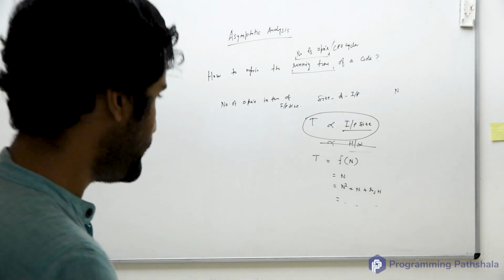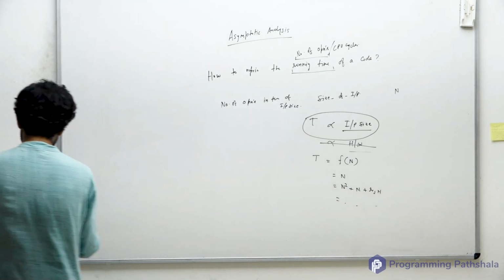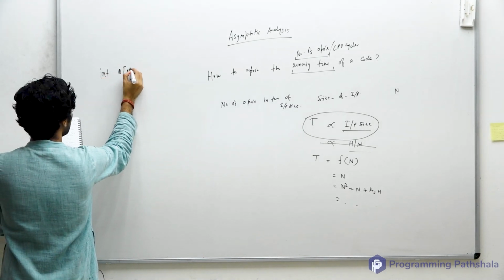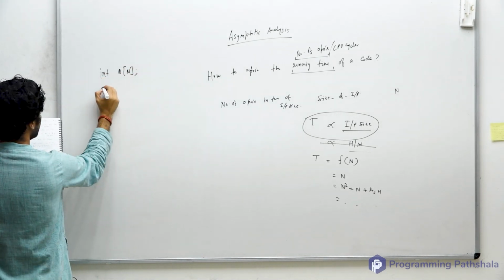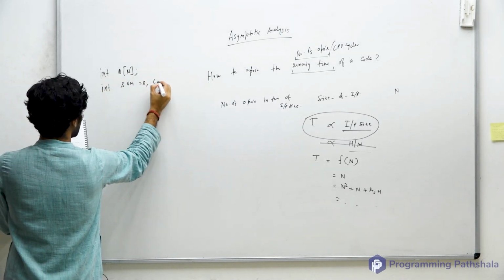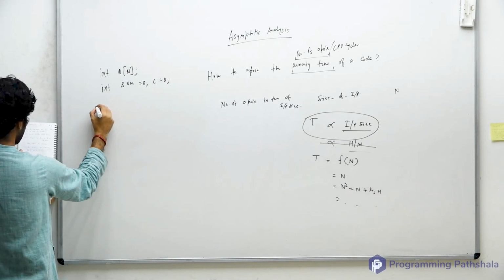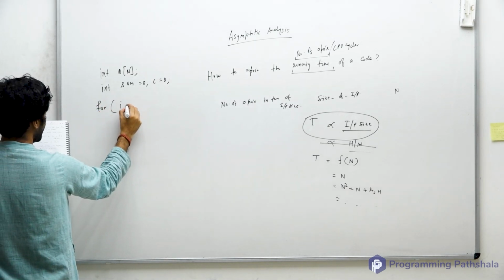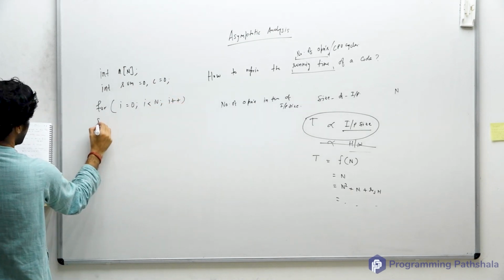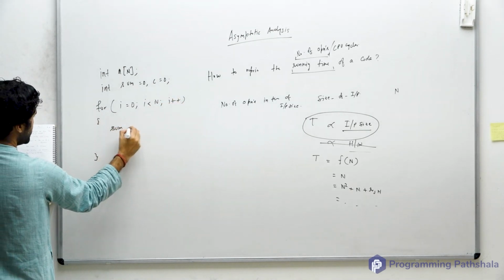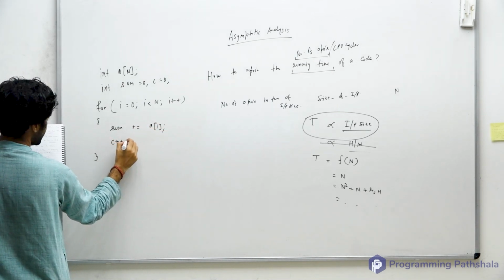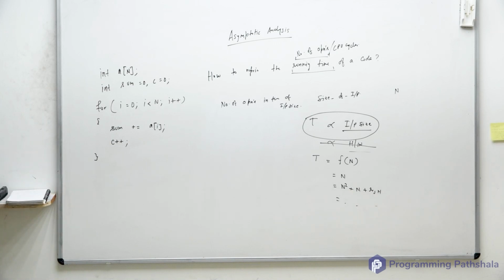Okay, so we'll try to do that with a very simple example. Let's say I have an array whose size is n, and I declare int sum equals 0, int c equals 0, and then I run a loop where i is smaller than n, i plus plus, and what I am doing is sum plus equals a of i, and then c plus plus. Okay, let's say this is what I am doing.